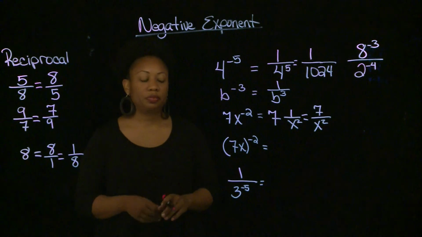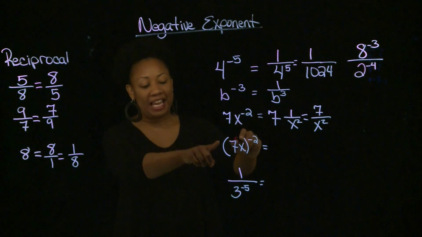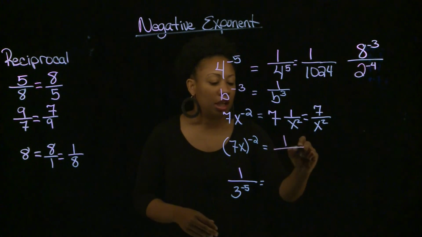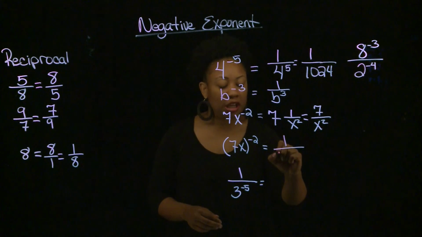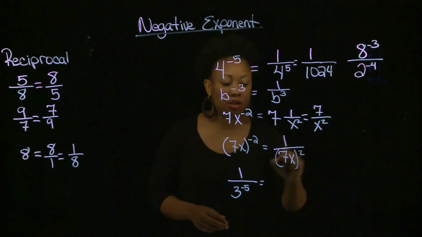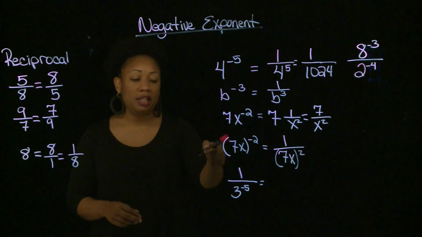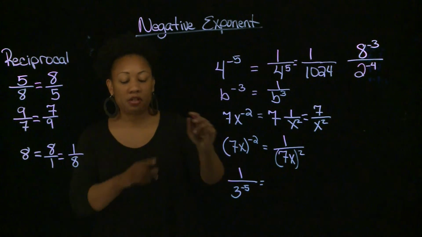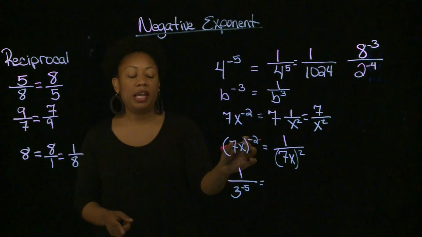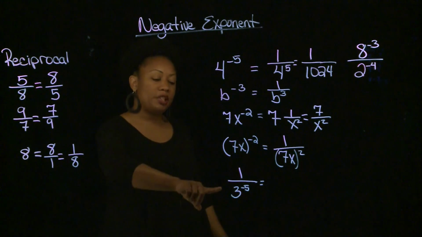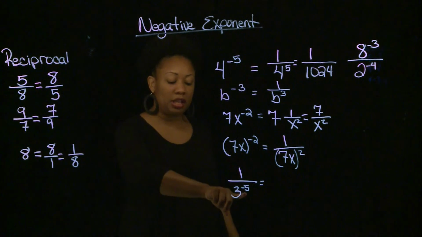Either way is correct. Now, if the 7 and the x were in parentheses, then they both are going to be included with this 2. So you're going to have 7x, and you want to make sure you keep it in parentheses, squared. So again, the difference: this negative 2 is only applying to what's directly in front of it. Now since the 7 and the x are in parentheses, then the negative 2 applies to the 7 and the x.